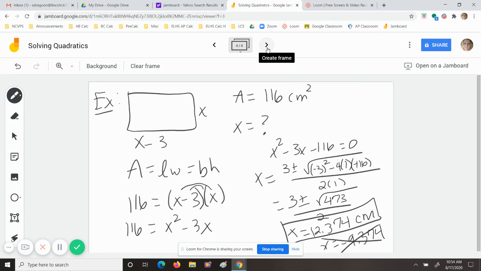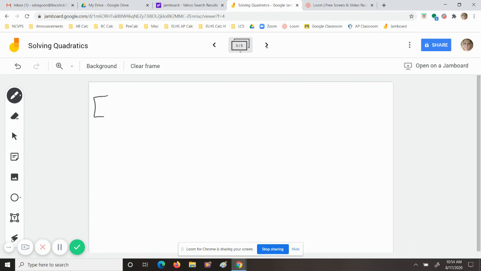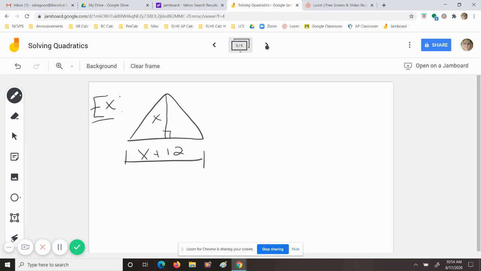Okay, let's try one more application problem like this. We'll look at a triangle. Let's say that they give us a triangle. Again, bear with me with my drawing here. Let's say they tell us the height is x, and this base is x plus 12. And then they tell us that the area is 72 square inches. And they want us to find the value of x again. So big thing we have to know is formula for area of a triangle, 1/2 base times height.